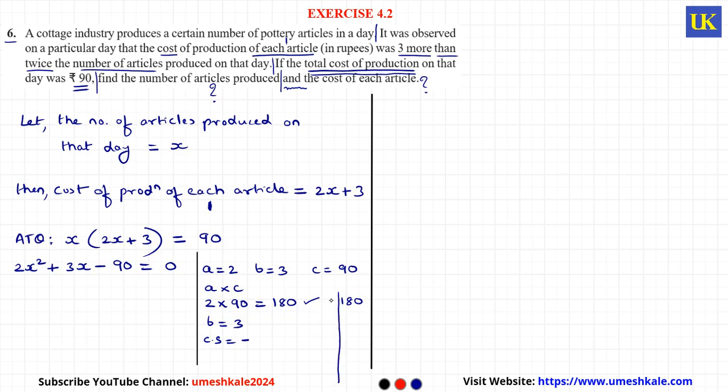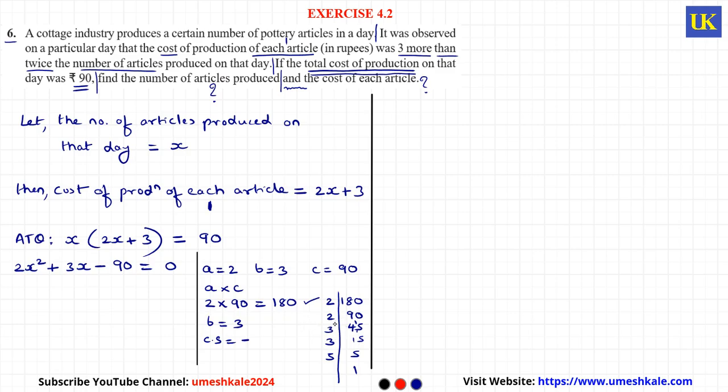So, 2 9s are 18, 0, 2 4s are 8, 1 carry forward, 2 5s are 10, then 3 1s are 3, and 3 5s are 15, and 3 5s are 15 and 5 ones are 5. Now we have to take the permutation and combination of these numbers and we'll get our required two numbers.